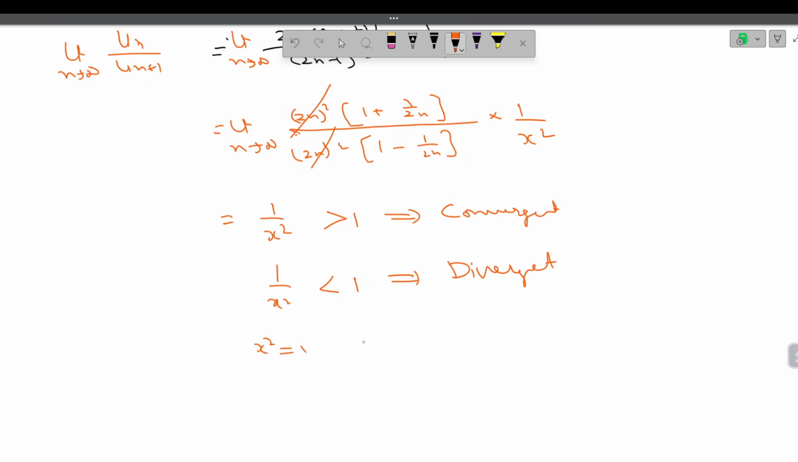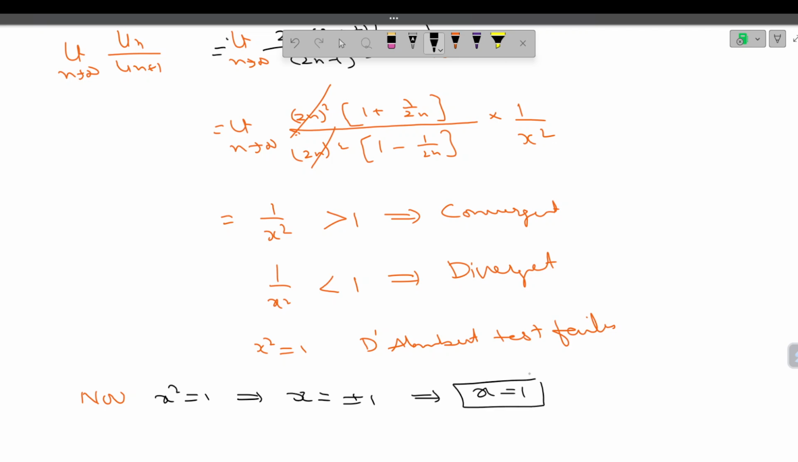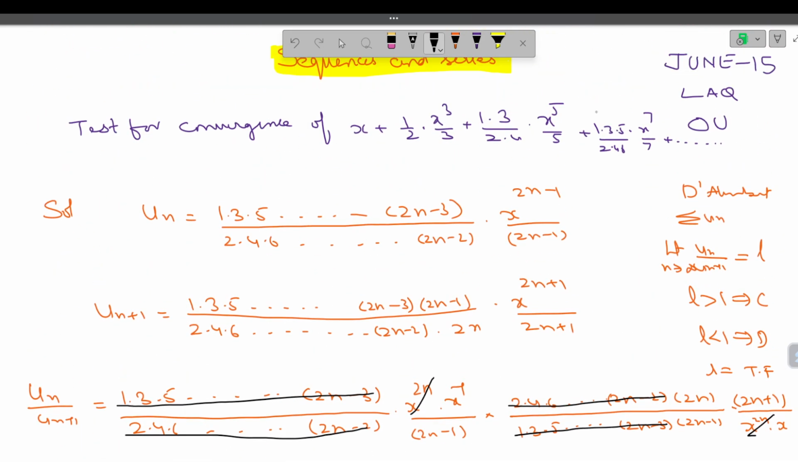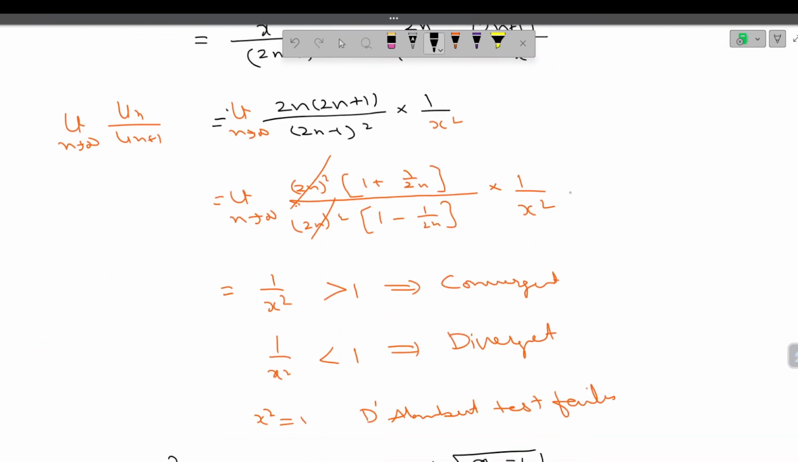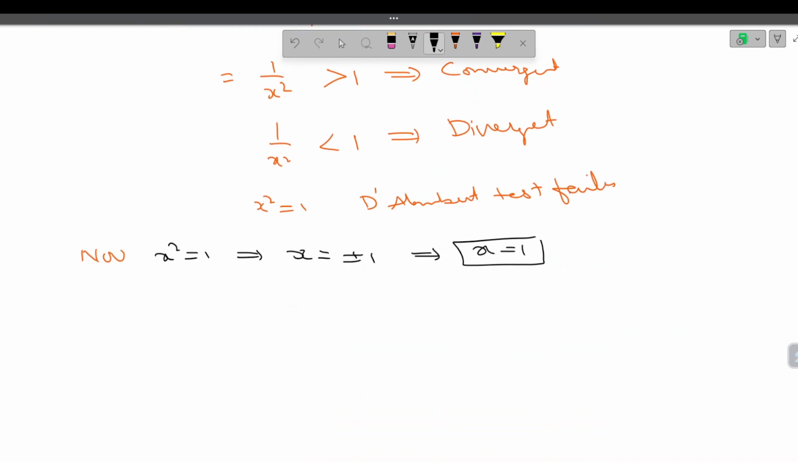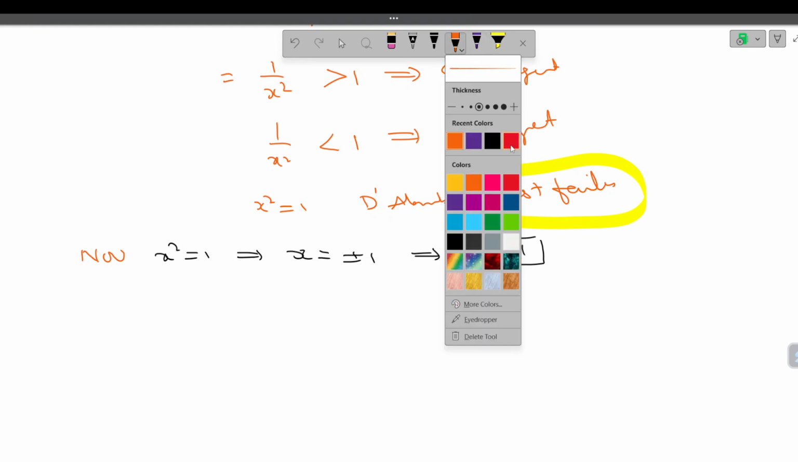X square equal to 1, D'Alembert test fails. So now x square equal to 1. This implies x equal to plus or minus 1. We will be taking x equal to 1 because we are testing only for the positive term series, and that is the limitation. X square equal to 1 means x equal to plus or minus 1. We are taking x equal to 1 only. Why? If we apply the minus, it is not a monotonically decreasing series. So Leibniz test is not applicable, and we have only Leibniz test in our syllabus. So x equal to 1, D'Alembert test fails. For x equal to 1, what are you going to do?